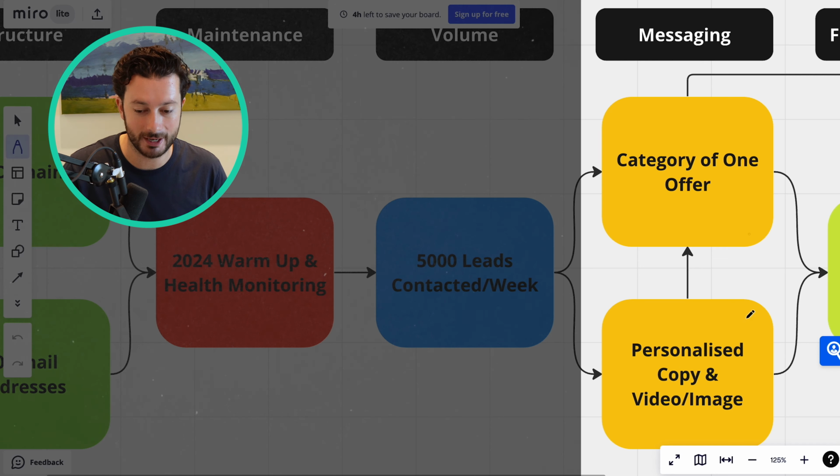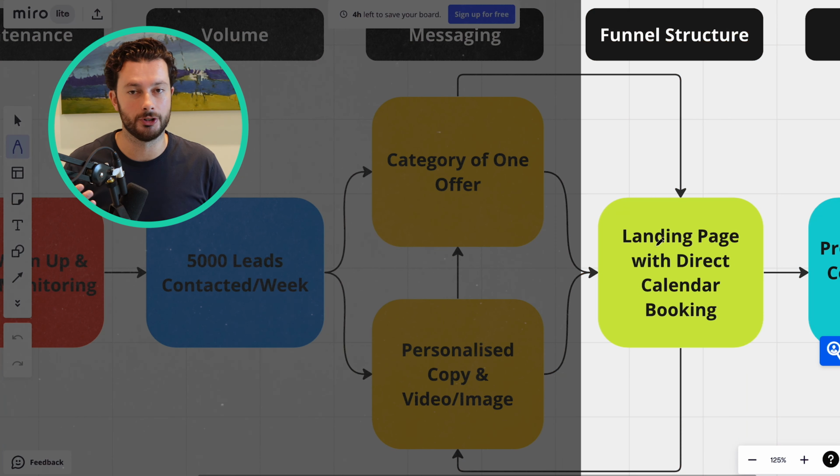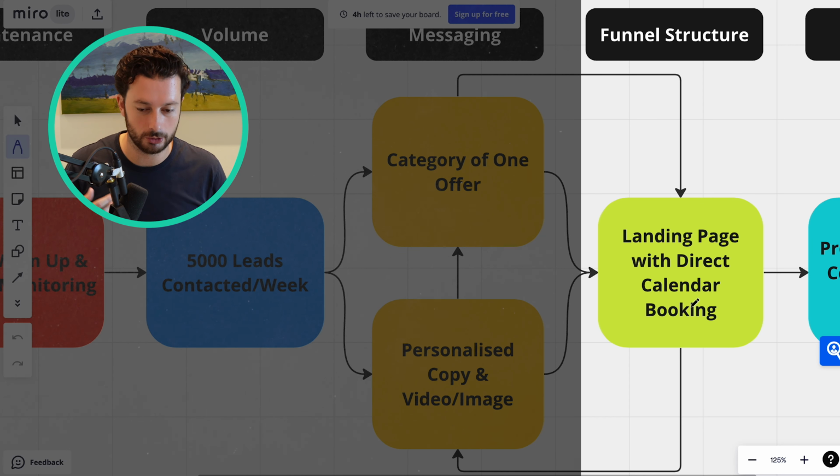And once we've got that messaging in place, that leads us on to our funnel structure. What we don't want to do is contact, say, 5,000 leads a week and ask them to respond to our email, because that creates a lot of work, basically. Instead, what we want to do is get them to book directly onto the calendar. We don't want any back and forth. We don't want to be having to persuade people through follow-up emails to get on a call. I mean, we do that, but that's not our goal. We don't want that to happen. 9 times out of 10, people will just book directly onto the calendar. That's the structure that we want.